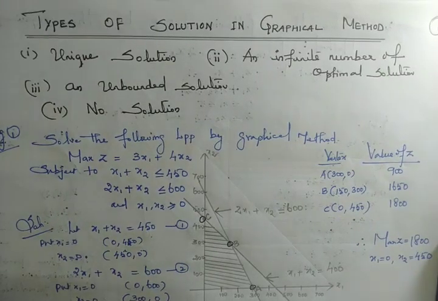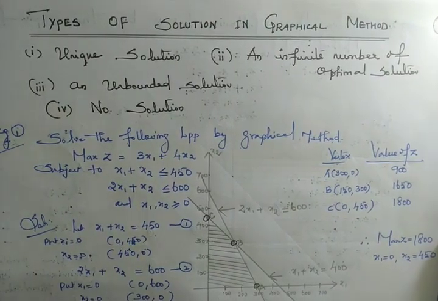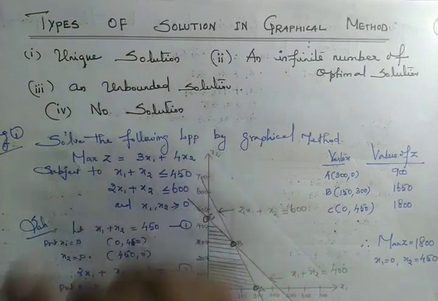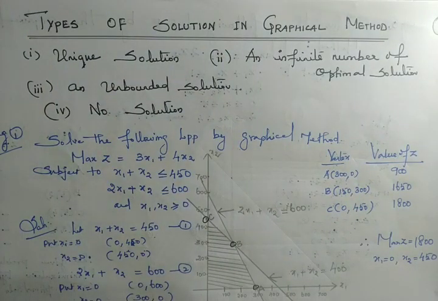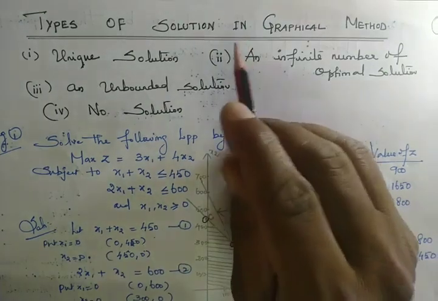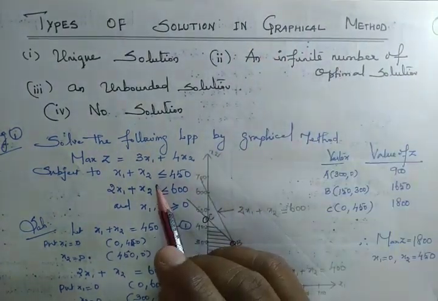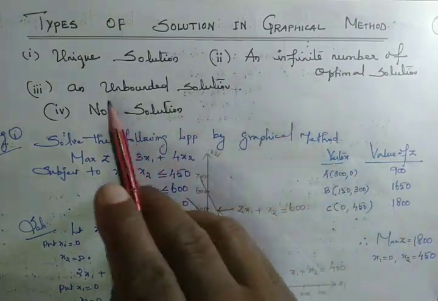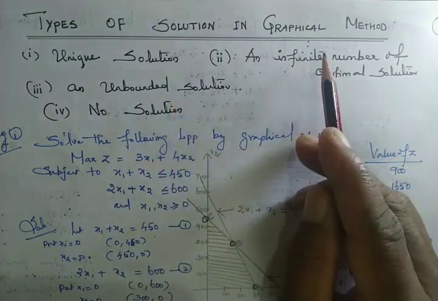Good morning, friends. In the last video we discussed the procedure for the graphical method and its disadvantages. Now we are going to discuss the types of solutions of the graphical method. Here we have four types of solution in the graphical method.